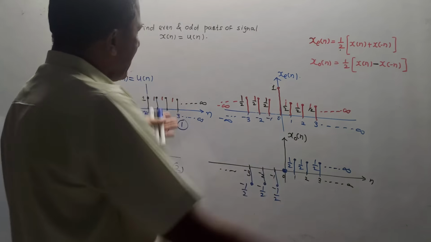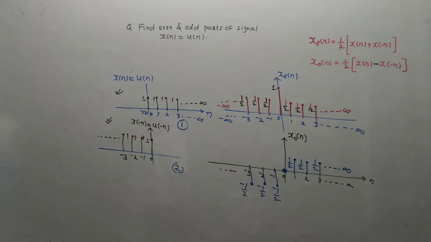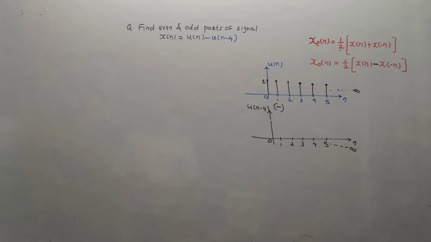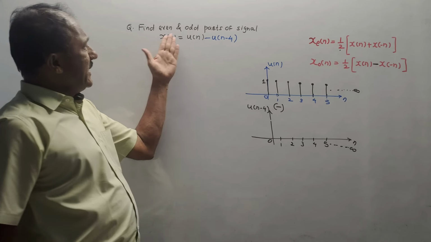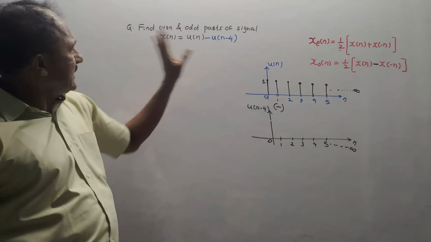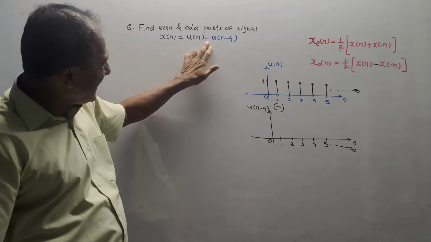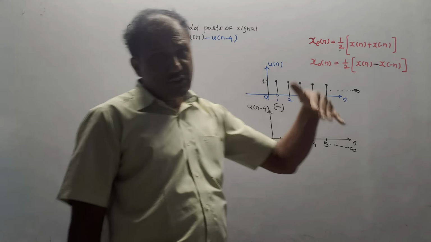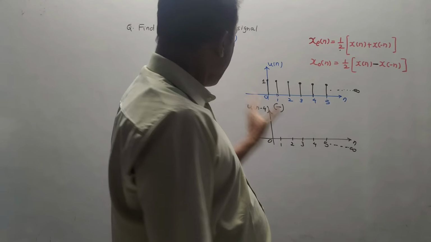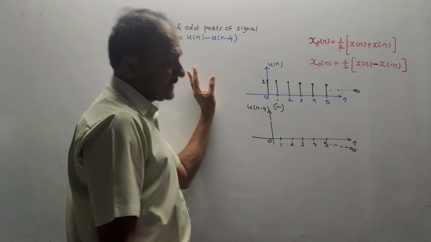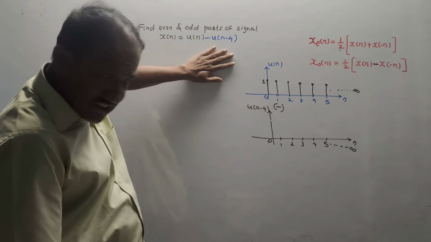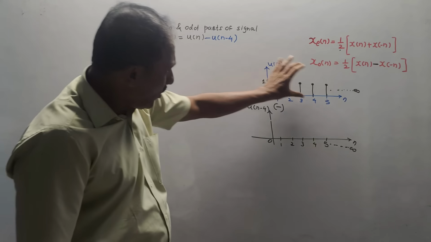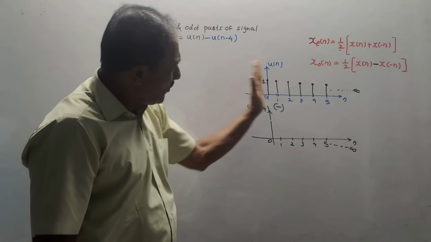Let us solve one more example related to this type. The next example, question is find even and odd parts of the signal x of n is u of n minus u of n minus 4. Dear students, usually the questions are related to unit step because it is a standard signal. So first I need to sketch this signal. For the reference, I have drawn the diagram of u of n. Just now we discussed this diagram.